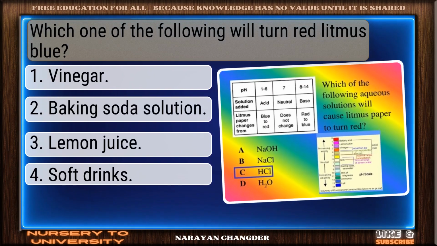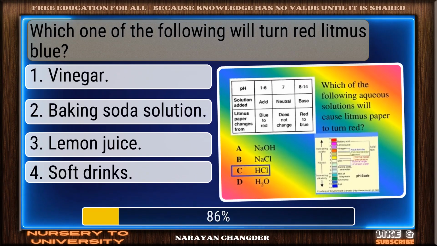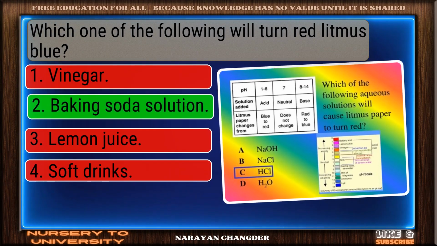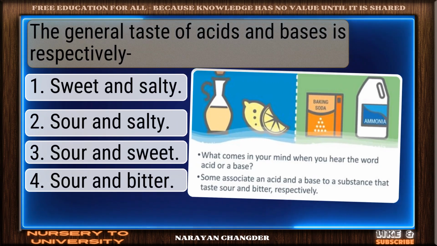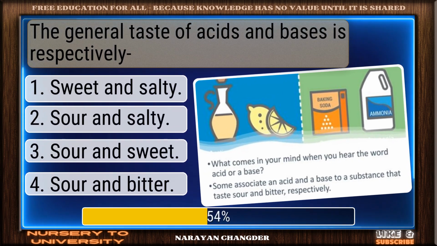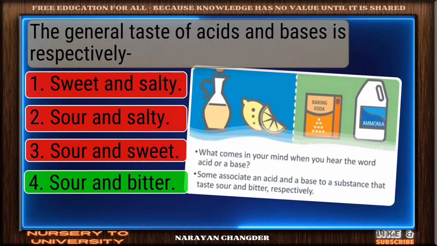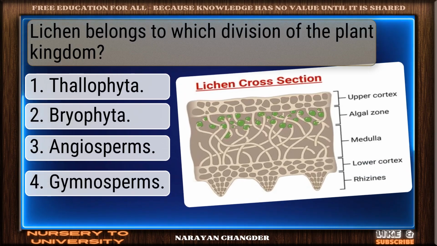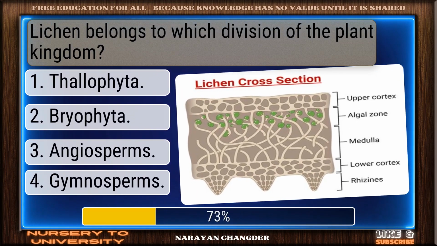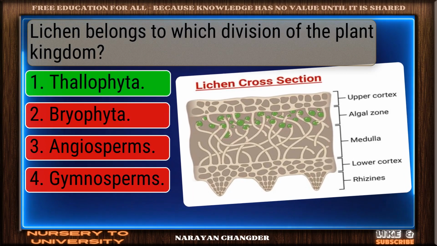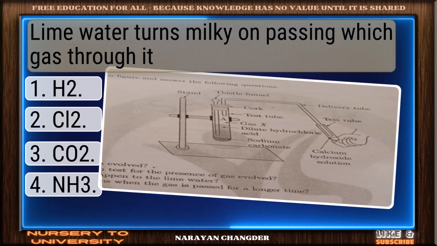Which one of the following will turn red litmus blue? Perfect. Baking soda solution is the one. The general taste of acids and bases is respectively. You're right. Sour and bitter is correct. Lichen belongs to which division of the plant kingdom? You got it. Thallophytes.